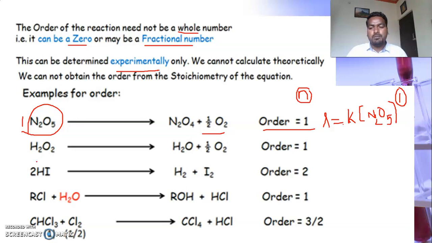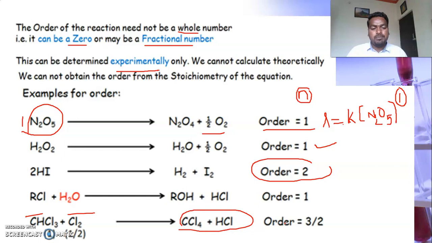Similarly, the decomposition of hydrogen peroxide is a first order reaction. Hydrogen iodide decomposition is a second order reaction. And some fractional order reactions are also there. For example, chloroform reacts with chlorine to give carbon tetrachloride plus HCl. This is a fractional order reaction.